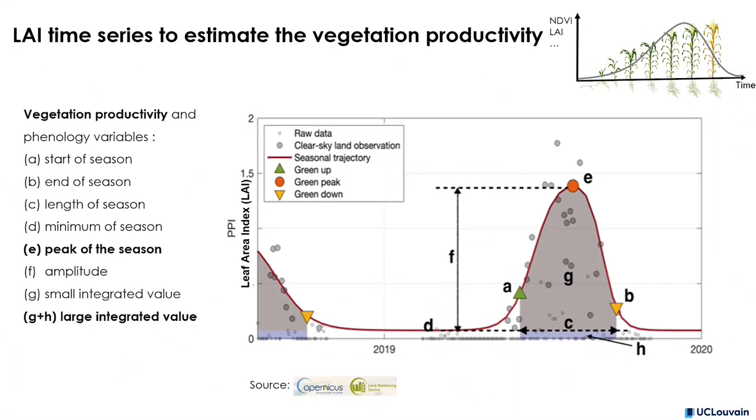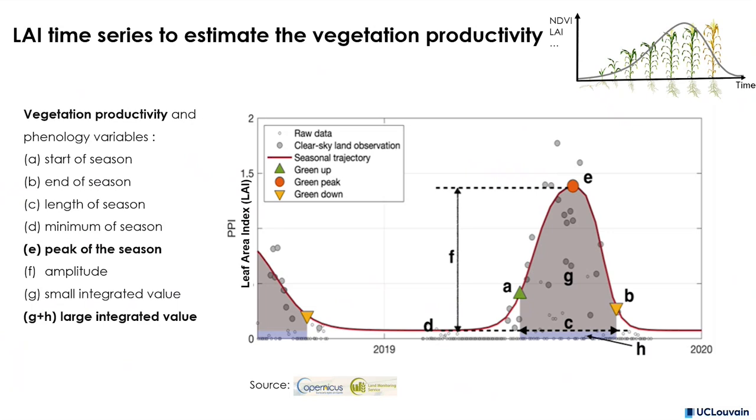Once you have the leaf area index time series, you can analyze it to derive the vegetation productivity. Indeed, the evolution of the leaf area index allows us to depict a set of variables related to the vegetation productivity and to the vegetation phenology. We can look at the start of the vegetation season, which would be the A value, or the end of the growing cycle, which would be the B value, or the length, which is the interval between them, or the minimum, which is the bare soil LAI value, or the peak of the season, which is a variable that we will derive in section 3 of this training.